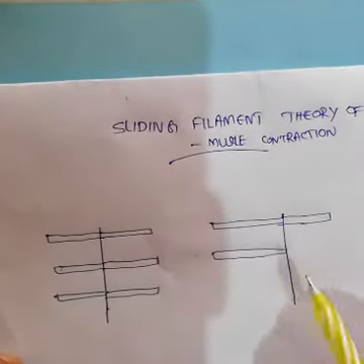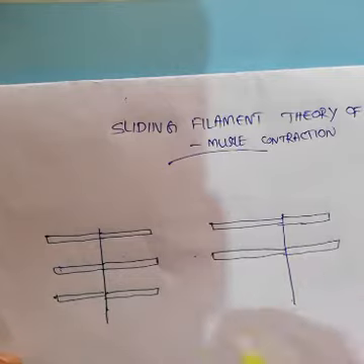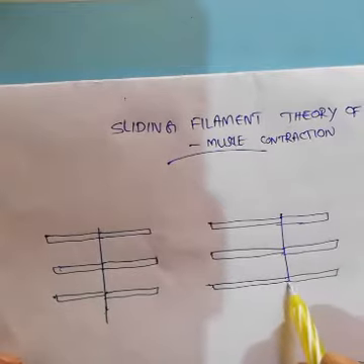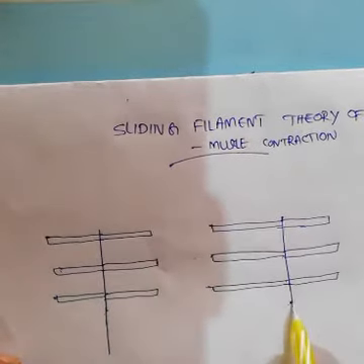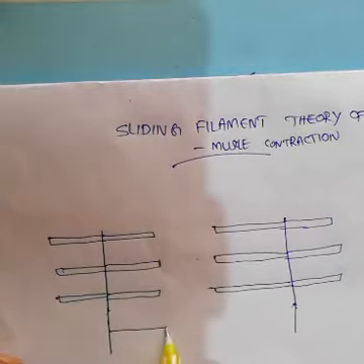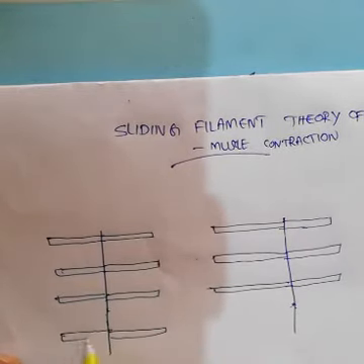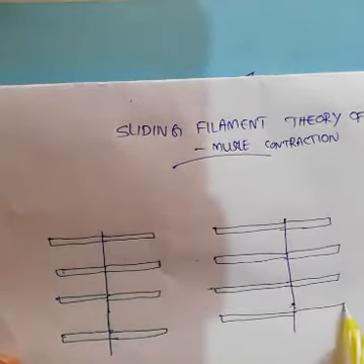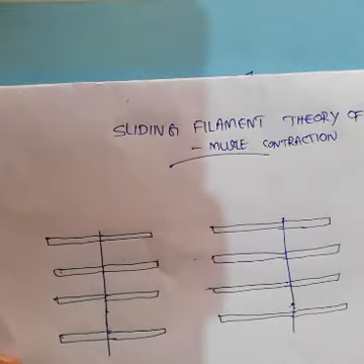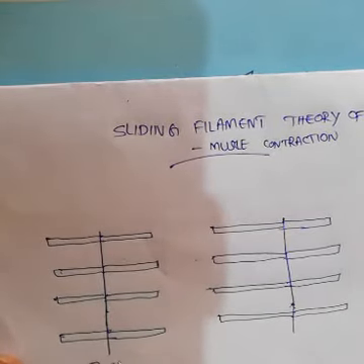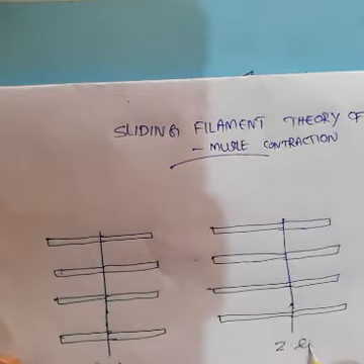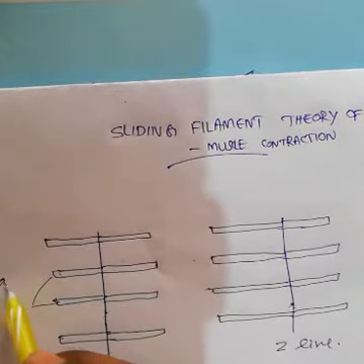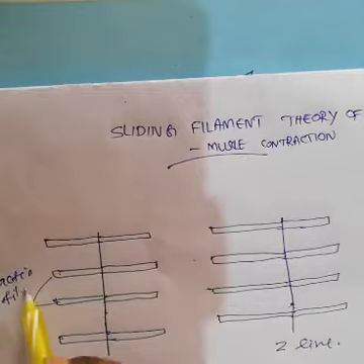So this is the second actin filament, and this one is the third actin filament. We are taking one more actin filament like this. Okay, so this is the first Z line, and this is the second Z line, and these are the actin filaments.